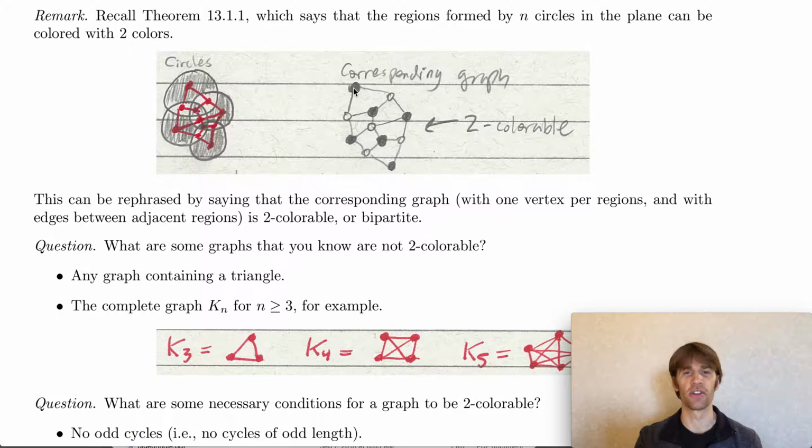So for each region, we have a vertex in our graph, and whenever 2 regions share an arc in common, then we connect those 2 vertices with an edge. And here you can see that we've colored this graph based on whether the region is inside an odd number or an even number of circles. So in this coloring, the darker vertices are regions that are in an odd number of circles, like 1 circle or 3 circles. Whereas the even vertices, the white vertices, are those that are in an even number of circles. So here this vertex is inside 2 circles.